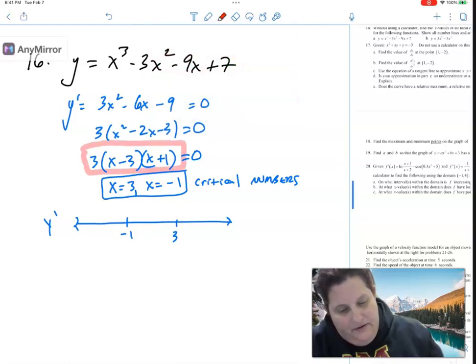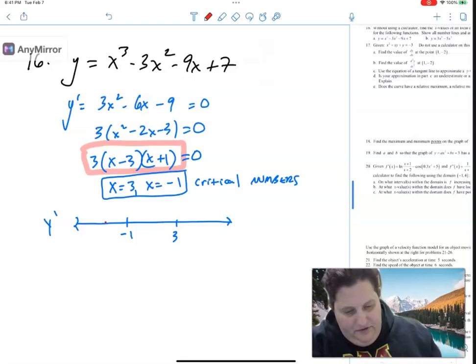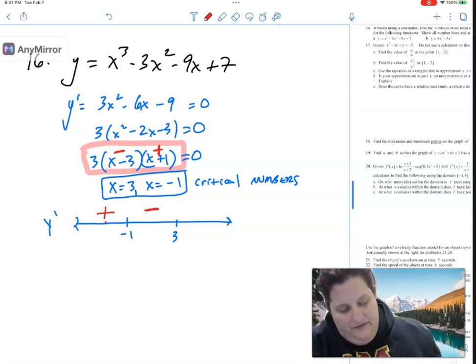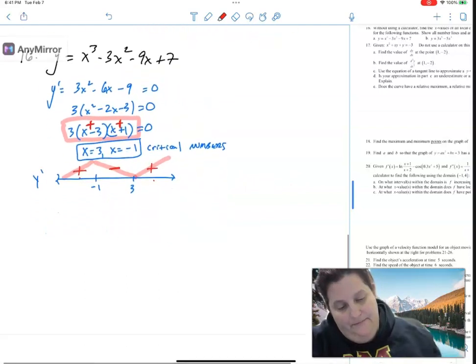I'm going to do test points on the sign line graph and plug it into here, right? So if I pick like negative 2, for example, negative 2 minus 3 is negative, negative 2 minus 1 is negative, negative times the negative is positive. If I plug in 0, 0 minus 3 is negative, 0 plus 1 is positive, so that's negative. When I plug in 4, 4 minus 3 is positive, 4 plus 1 is positive, so that's positive. So I get increasing, decreasing, increasing.